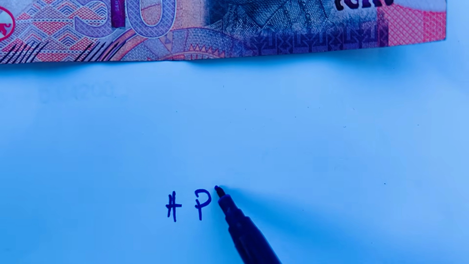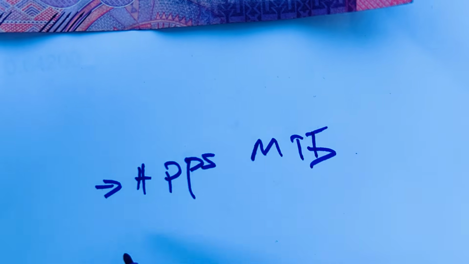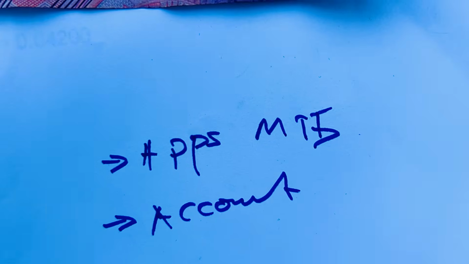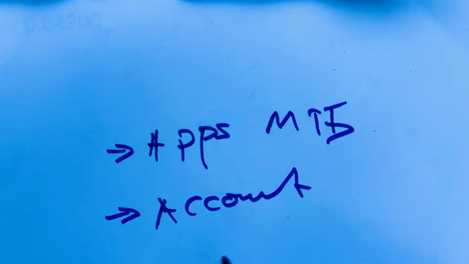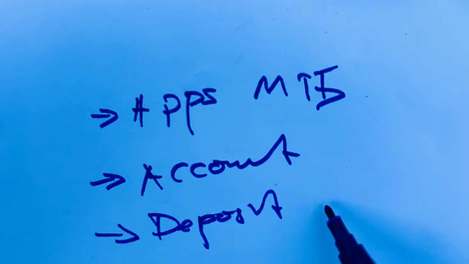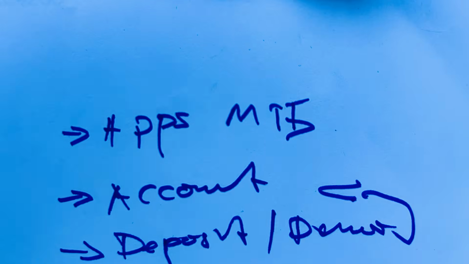First, you need the app, the trading app, which is MT5. And second, you need a trading account. I'll show you the steps of how to actually open a trading account. Then you need to deposit money. You can also use the demo money that the broker provides when you open a demo account.